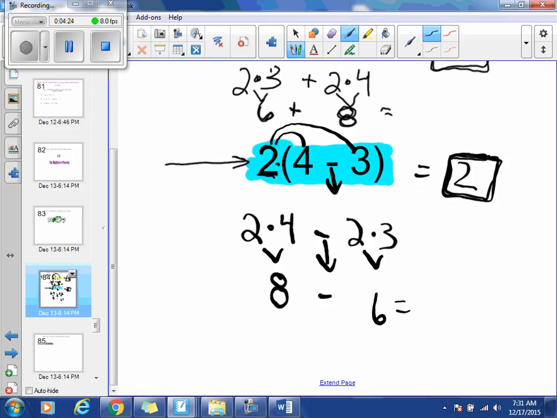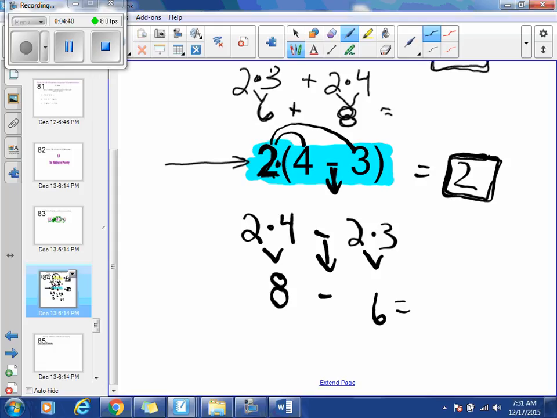All right, so here it appears that when you have a number outside a group, a number being multiplied by a group, you can either do what's in the group first, which sometimes you can, or you can take the outside number times everything in the group separately.